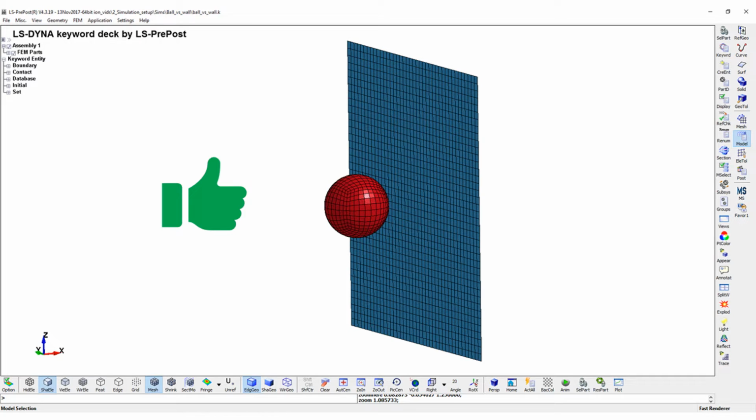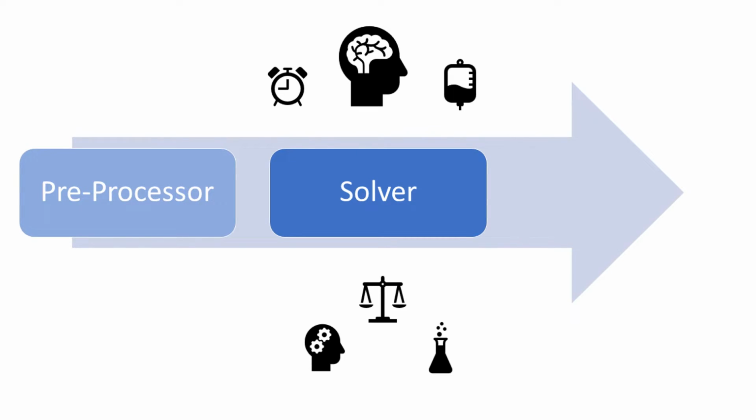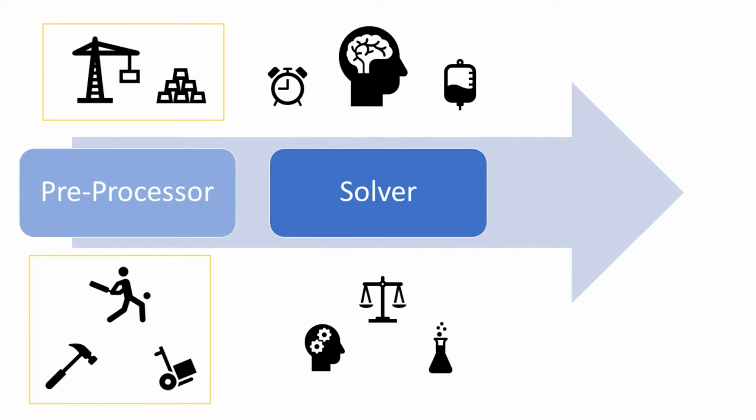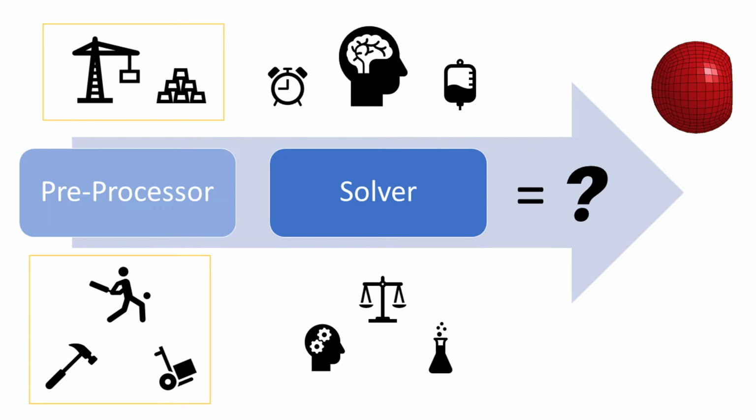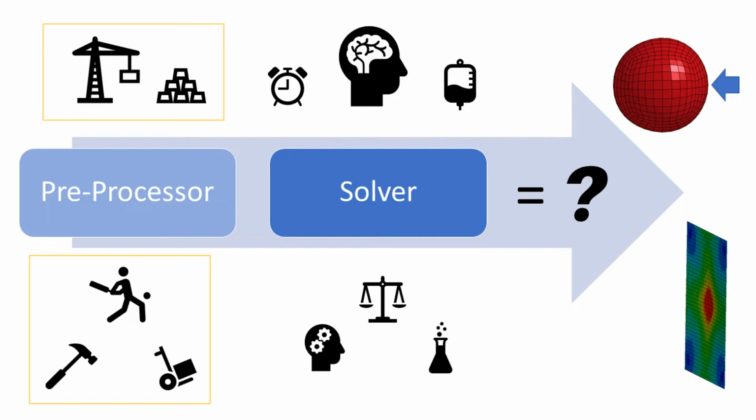Once the model is set up to run, you are ready to run the simulation through the solver. This is the brain of the operation, which takes all the variables that you provided into the preprocessor and solves for this problem over time. And what exactly is it solving for? Well, things like deformation of the ball during impact, the stress experienced by the wall, and the velocity of the ball rebounding off of the wall.